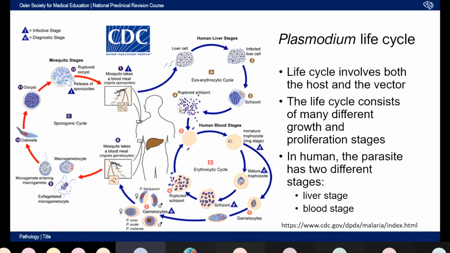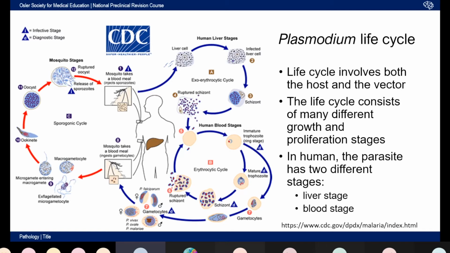And this is the Plasmodium life cycle. It's one of the most complex, definitely the most complex, of the parasites you need to know. The life cycle involves both the host and the vector, and it consists of lots of different growth and proliferation stages. In humans, there are 2 different stages, the blood stage and the liver stage, and then the blood stage. And then in the mosquito, you get the sporogonic cycle.